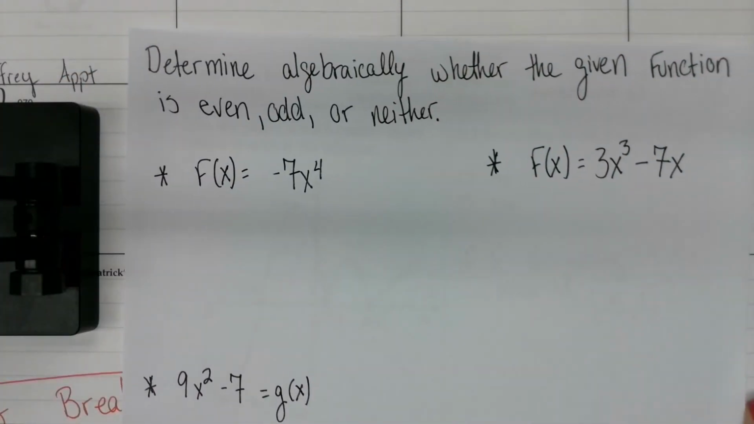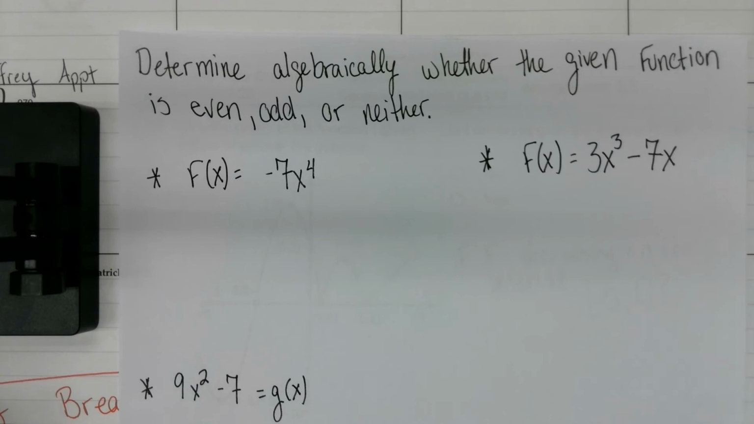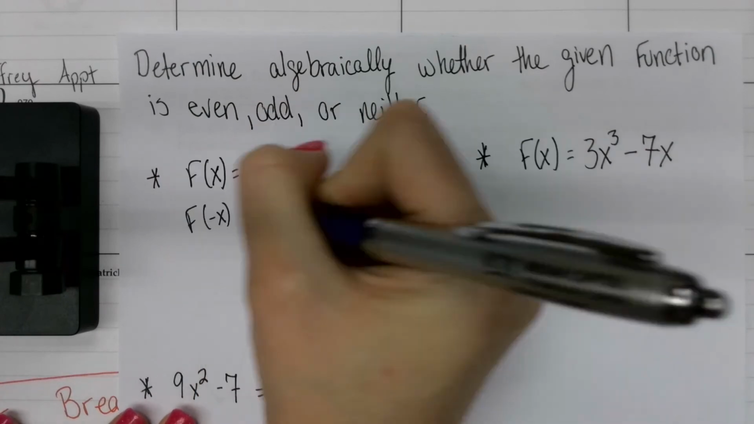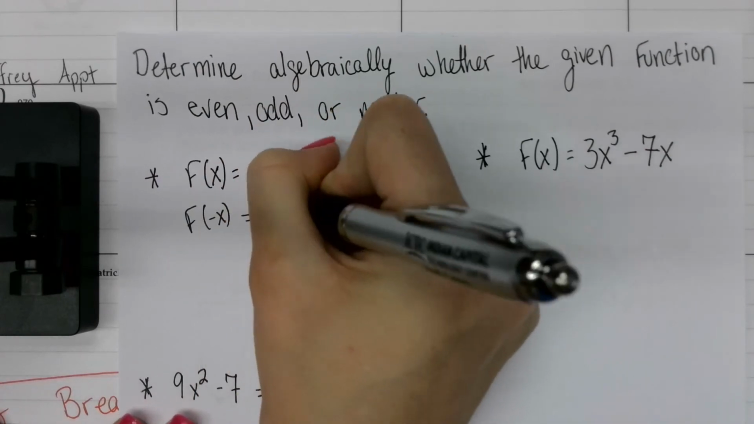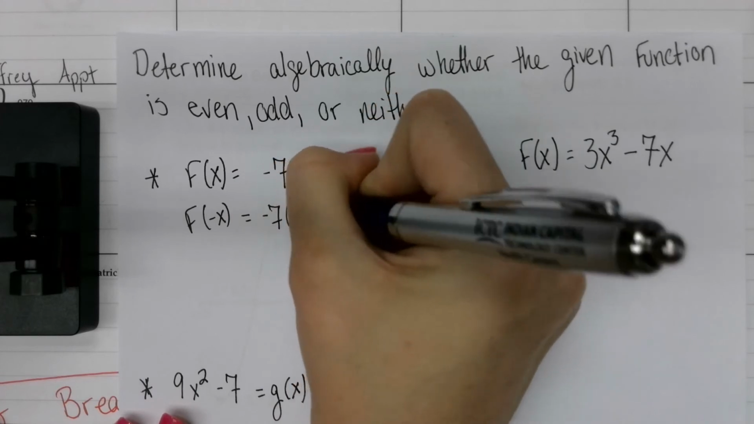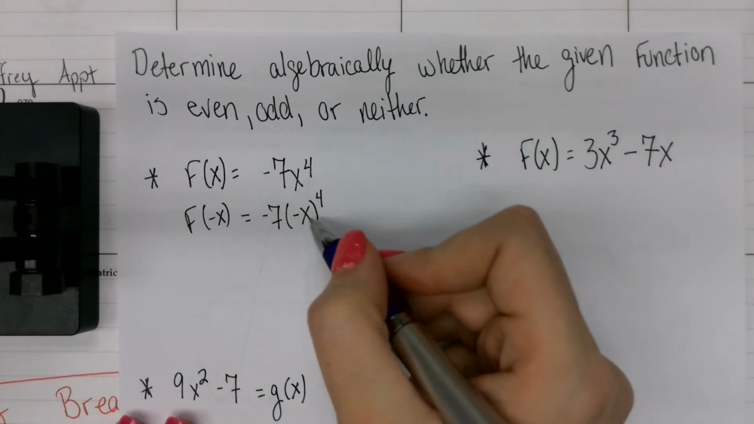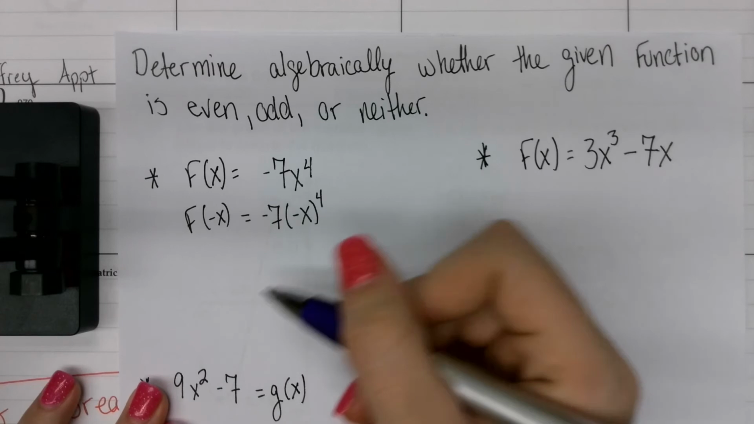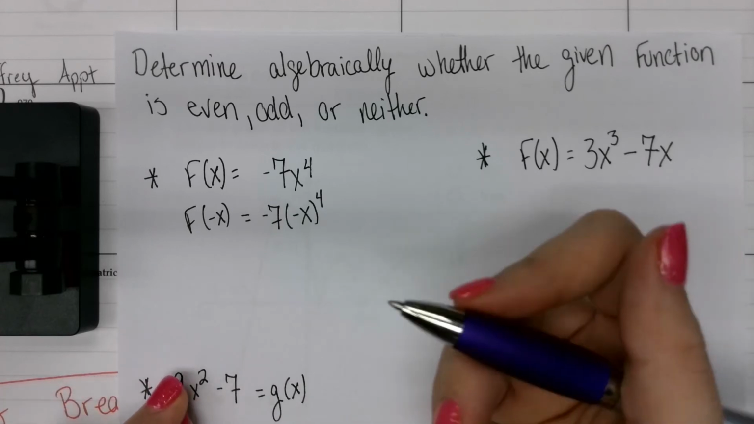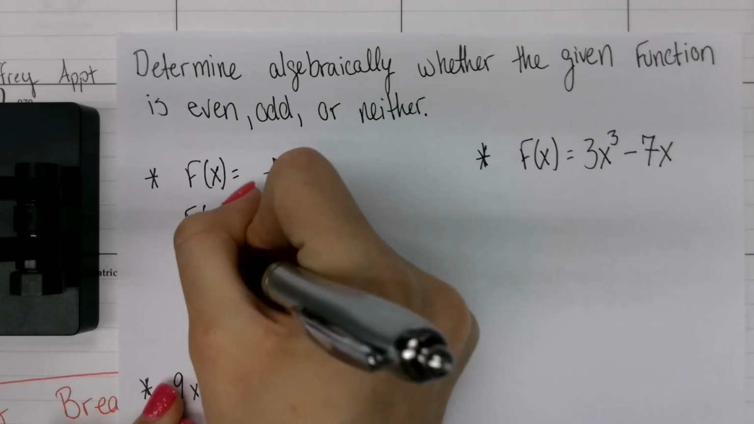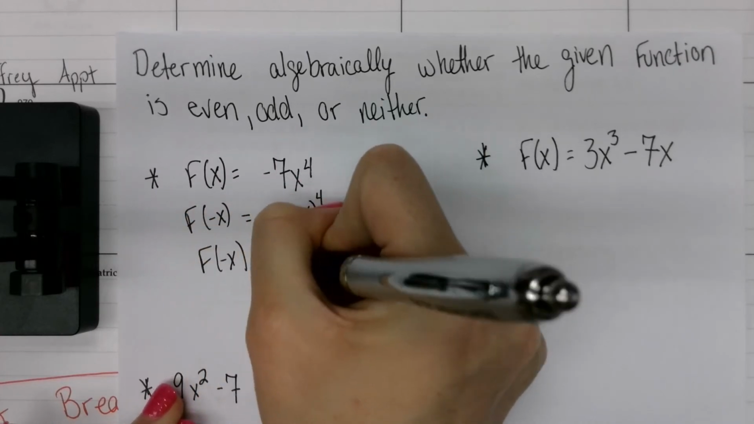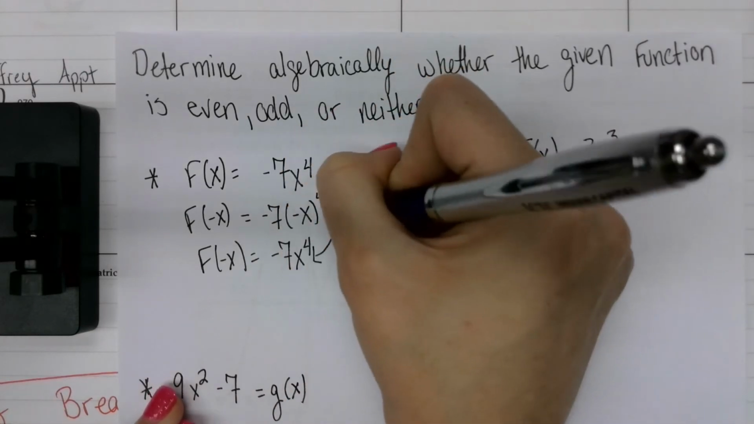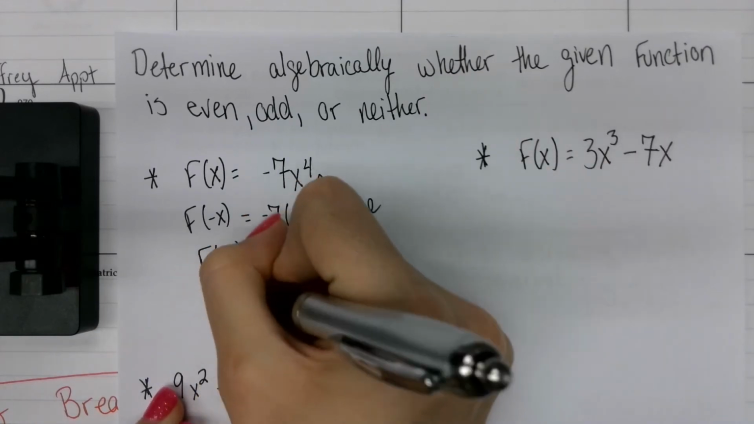So determine algebraically whether the given function is even, odd, or neither. So when we go to solve these, we have our f, and we're going to use our negative x now. So negative 7 times negative x to the 4th power. If I raise a negative to the 4th power, a negative times a negative is positive, times a negative would make it negative, times negative again would make it positive. So this one is still going to be negative 7x to the 4th. These two are the same, so this is an even function.